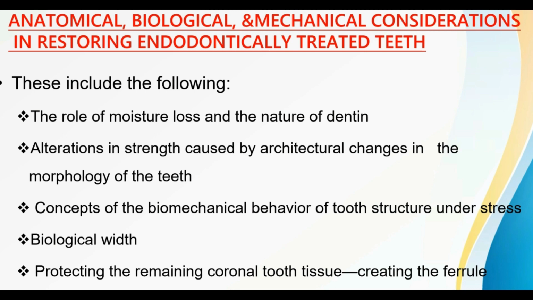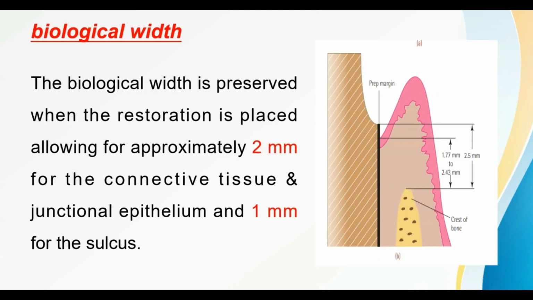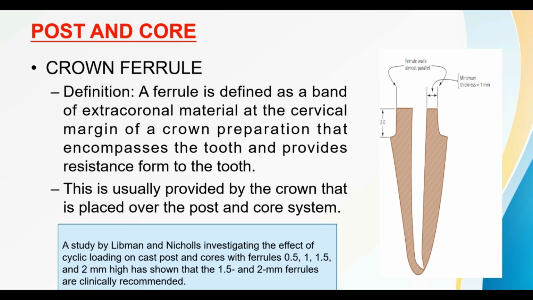These include the following: the role of moisture loss and nature of dentin, alterations in strength caused by architectural changes in the morphology of the teeth, concepts of biomechanical behavior of tooth structure under stress, biological width, protecting the remaining coronal tooth tissue, and creating the ferrule. Moisture loss, dehydration of dentin, and degradation of collagen are no longer considered to be a cause for endodontically treated teeth requiring specific restorative procedures. Biological width. The biological width is preserved when the restoration is placed, allowing for approximately 2 mm for the connective tissue and junctional epithelium and 1 mm for the sulcus.